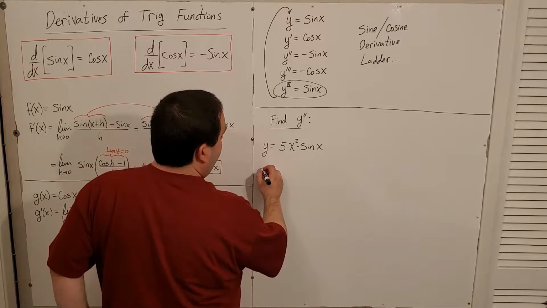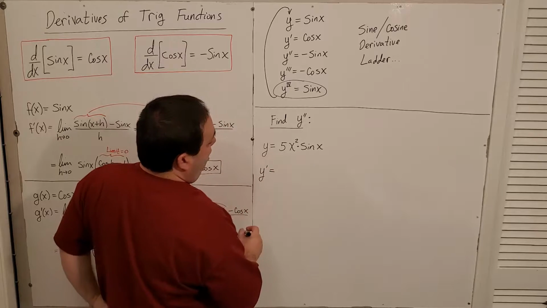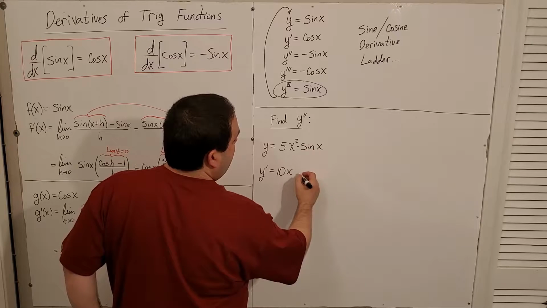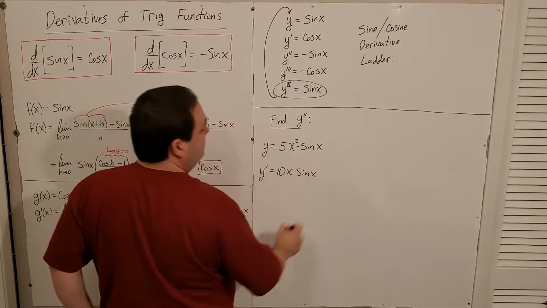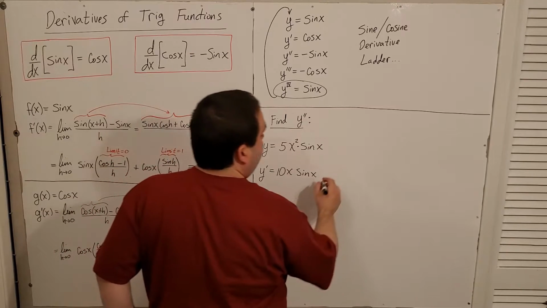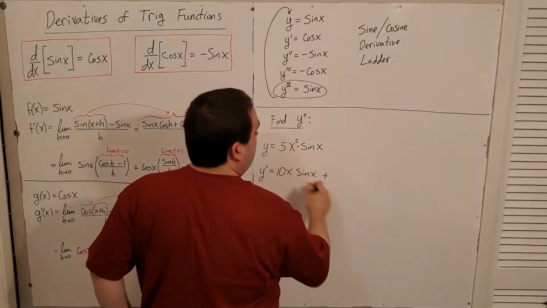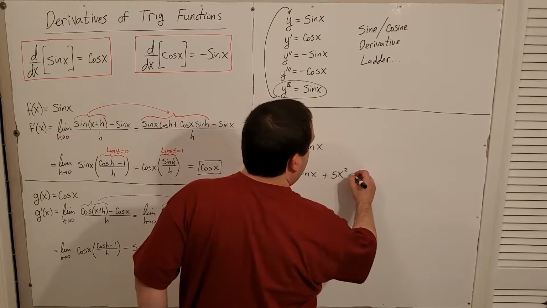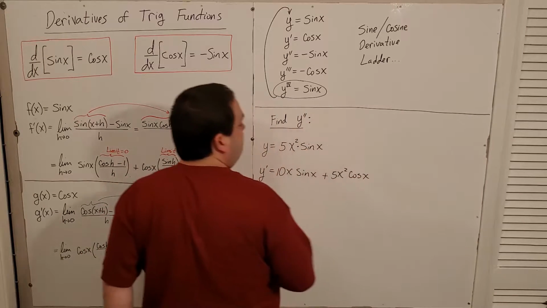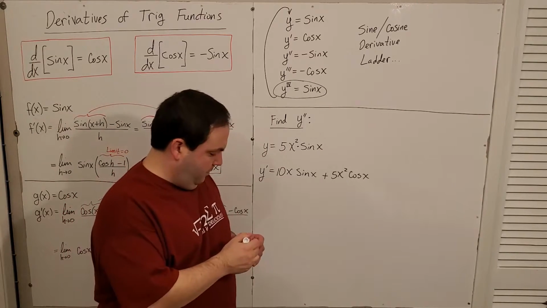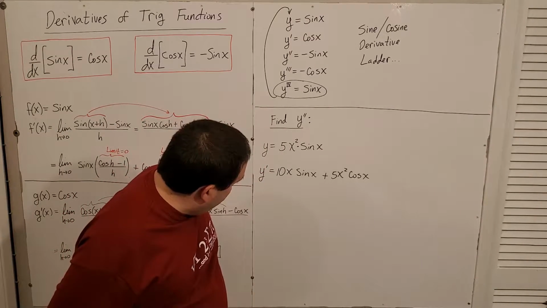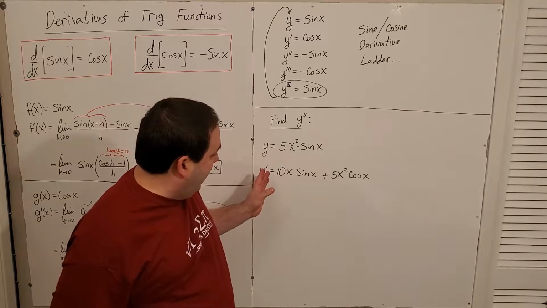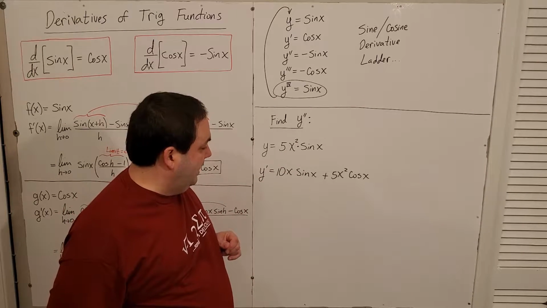So my first derivative, y prime: I'll do the derivative of the front, that's 10x. Leave the second guy alone, that's sine x. Plus, leave the first guy alone, 5x squared. Derivative of the second guy, sine x derivative is cosine x. From here, anything that I can simplify? Not really. There's no like terms. I suppose we could factor, but you should probably wait on that to the end.